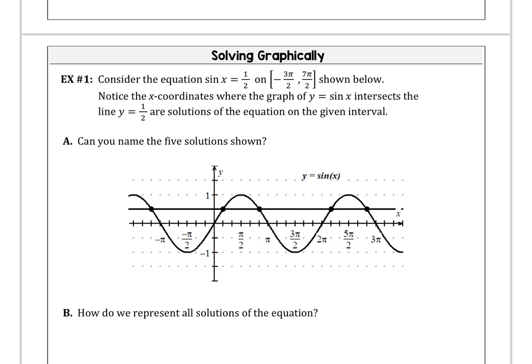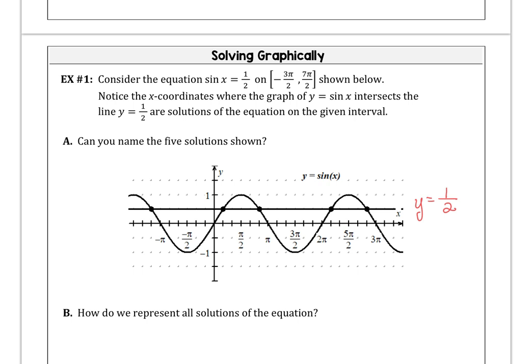Let's consider the equation sine of x equals a half from negative 3 pi over 2 to 7 pi over 2. It's shown here below in this graph. Notice that the x coordinates where the graph of sine of x intersects the line y equals 1/2, those are our solutions to our equation. So can you name the 5 solutions that are shown?